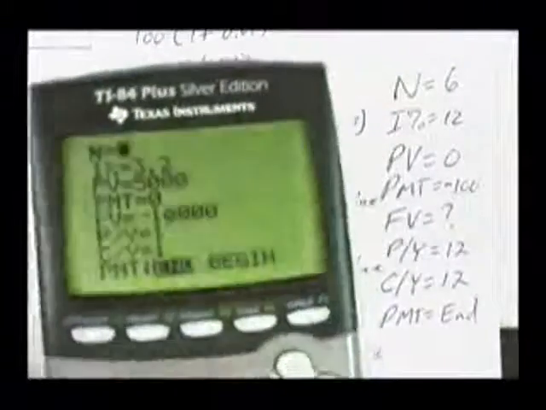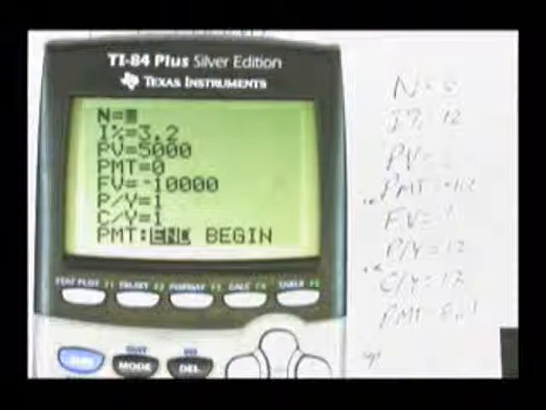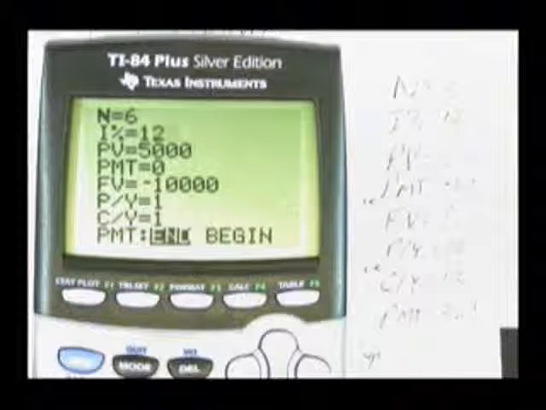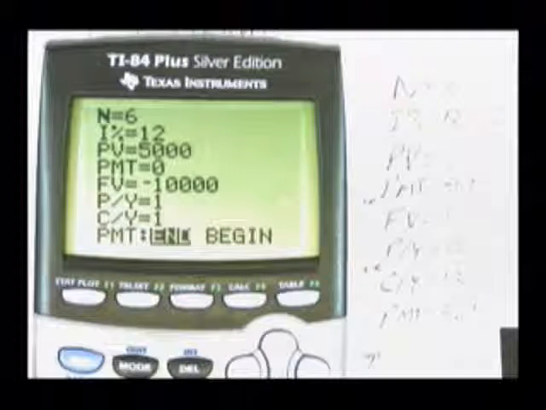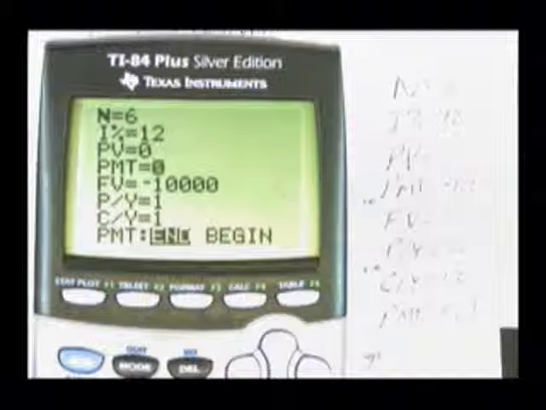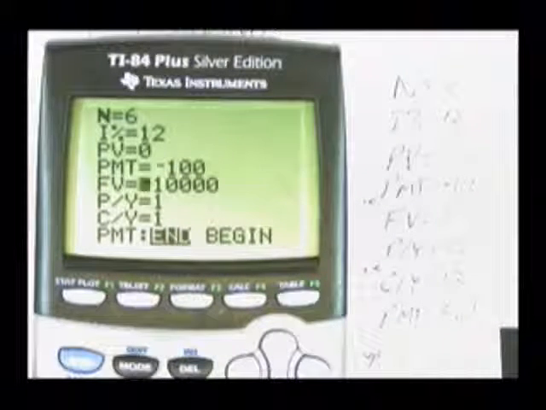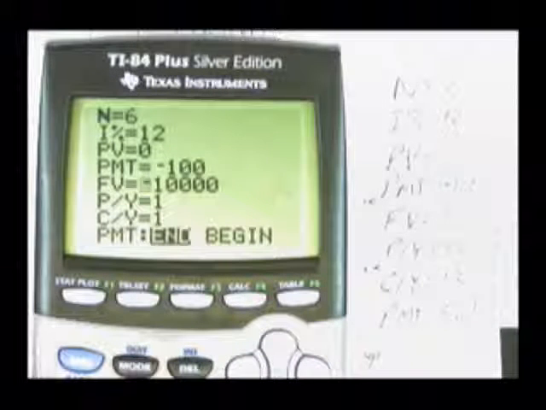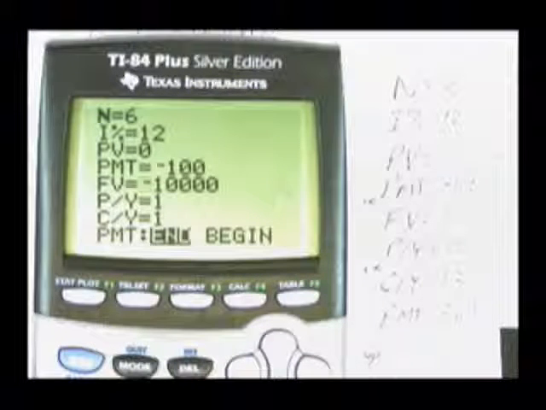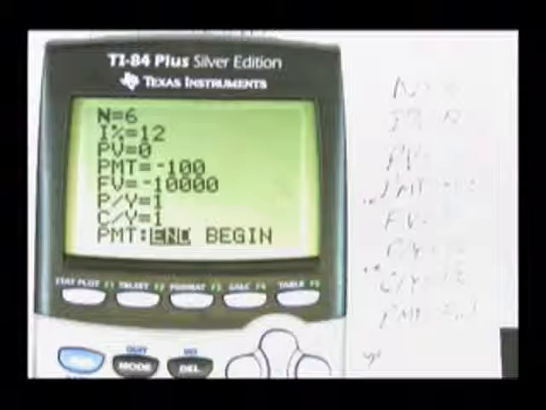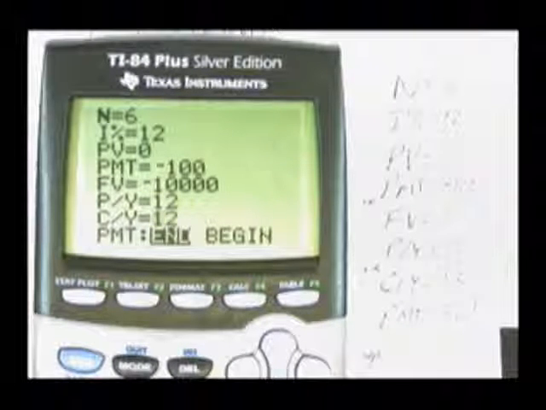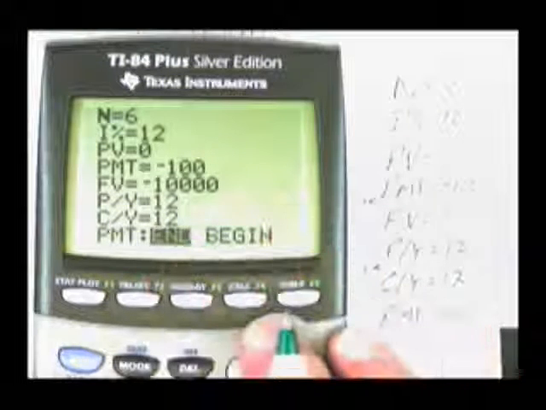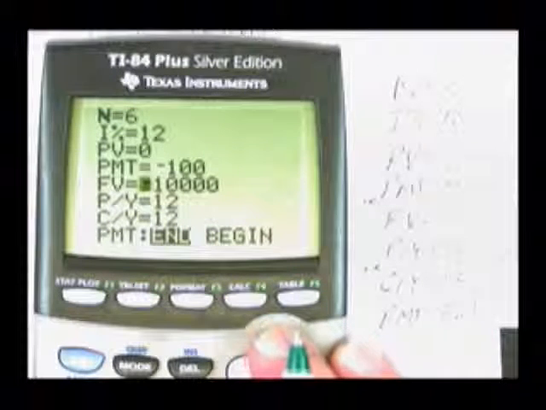So if I go to the graphing calculator and put those things in, I have an N of 6, an I% of 12, my present value is 0, my payments are negative 100. Future value, I have something in there, but I don't care at this point. I'm going to come back and solve that. My payments per year is 12. My compoundings per year are 12, and it'll put that in for you. And this will be highlighted at end, and you want to leave it highlighted there.